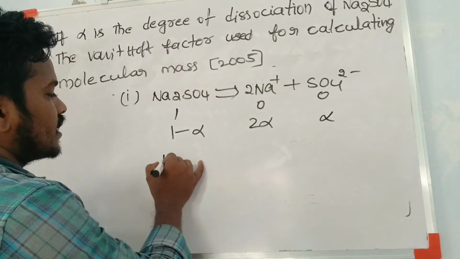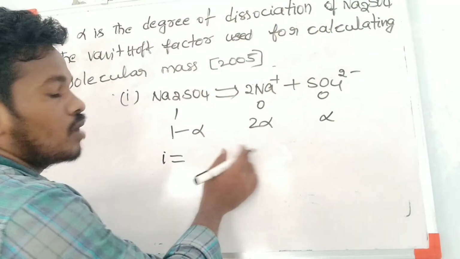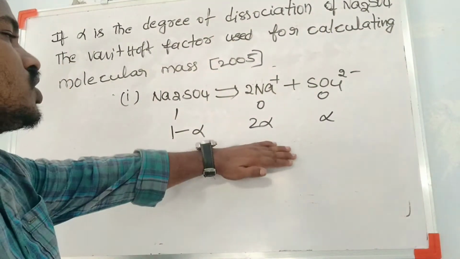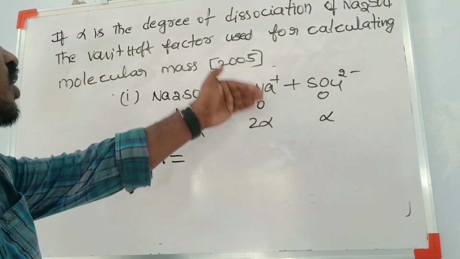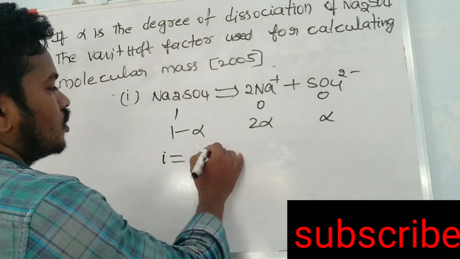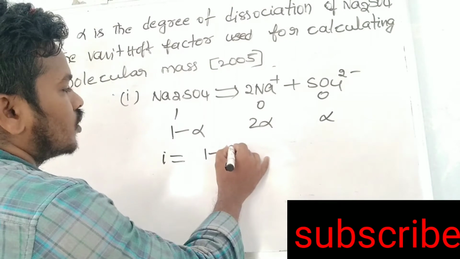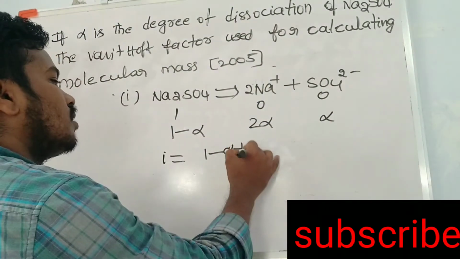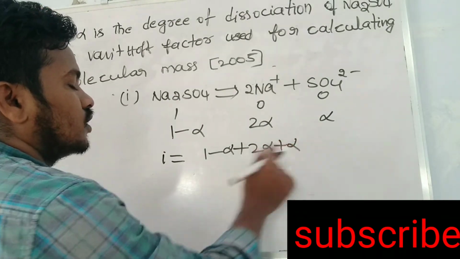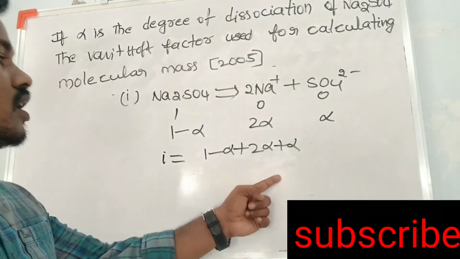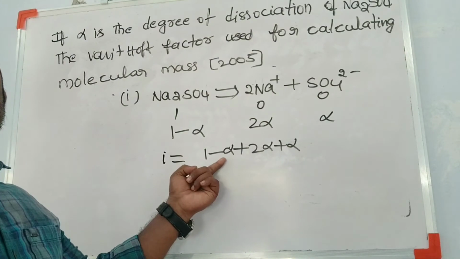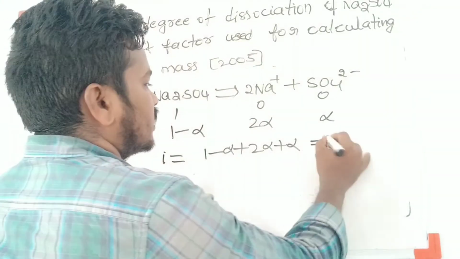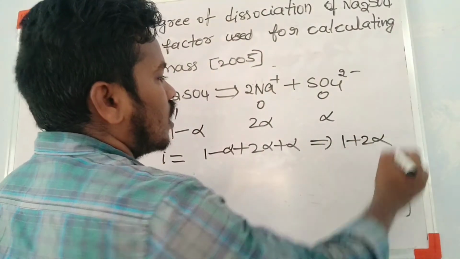If you want to calculate the i factor, you compare the concentration after dissociation and before. After dissociation you have to do the sum of all these: 1 minus alpha plus 2 alpha plus alpha. So 2 alpha plus 1 alpha is 3 alpha, 3 alpha minus 1 alpha is 2 alpha. So you will get 1 plus 2 alpha.